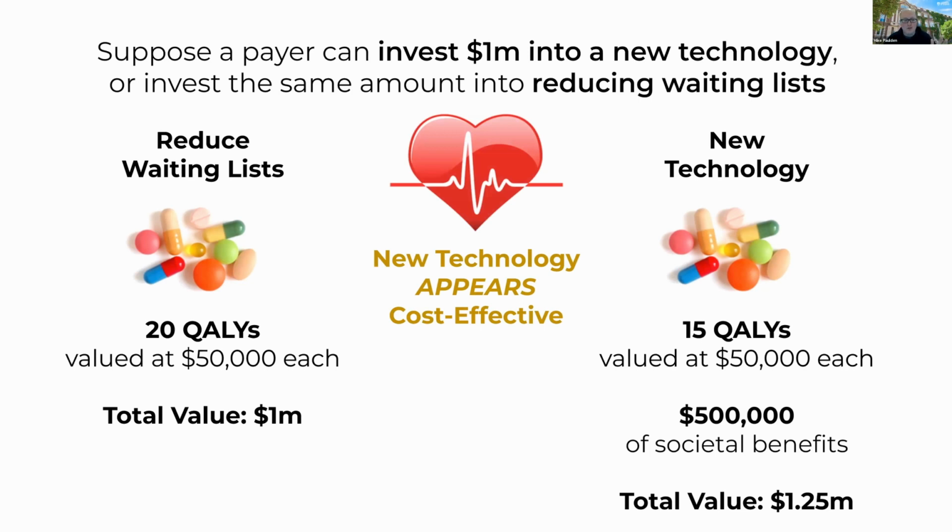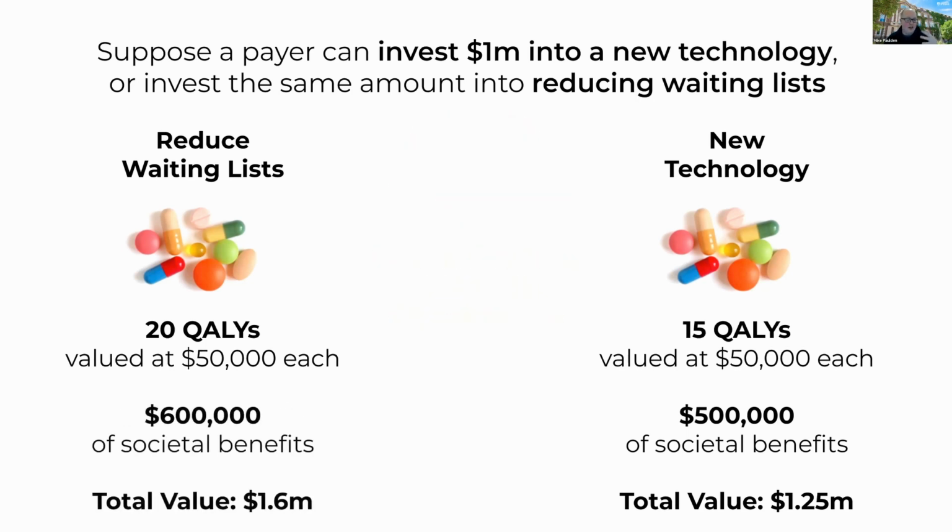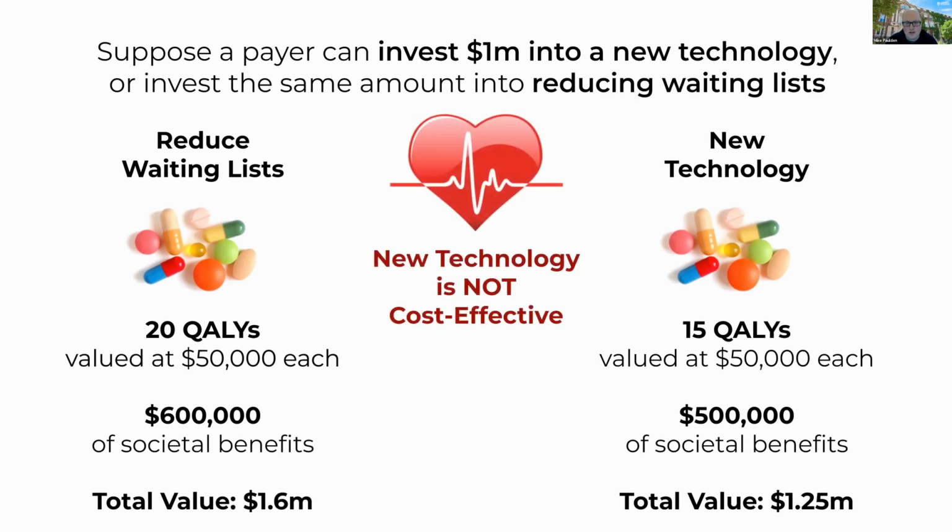The problem here, of course, is that once we move to a societal perspective, you have to also value the societal opportunity cost. And if you were to do that, you would find perhaps that because there's a greater health gain, 20 QALYs instead of 15, perhaps the societal benefits are greater as well. And in this case, the total value in this example is higher under the opportunity cost. So the technology would not be considered cost-effective.